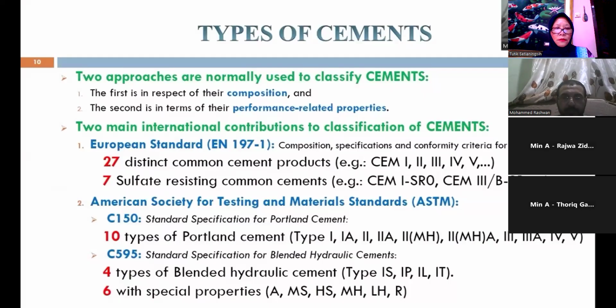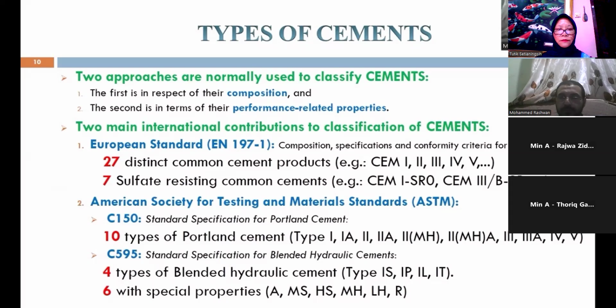The other international standard that classifies cement is ASTM, the American Society for Testing and Materials standards. In this standard, there are two specifications for cement classification. C150 is the standard specification for Portland cement. It classifies Portland cement into types: type I, type IA, type II, type IIA, type II(MH), type III, type IV, and type V.